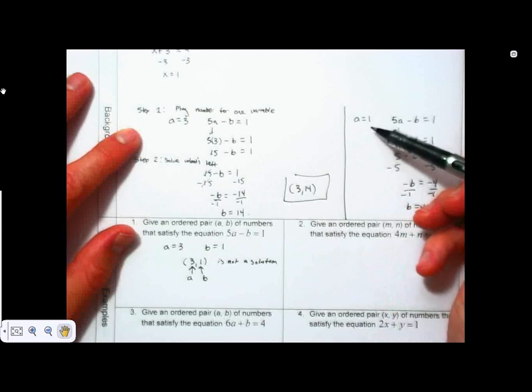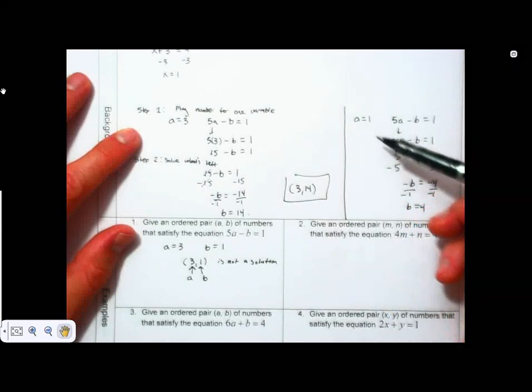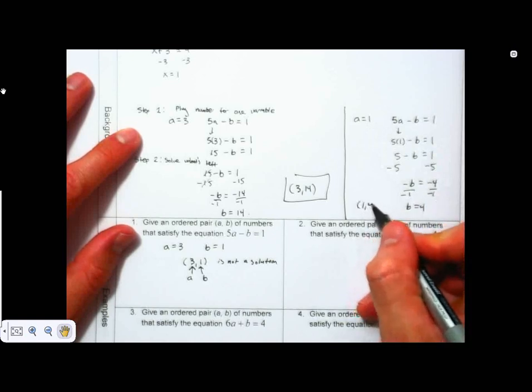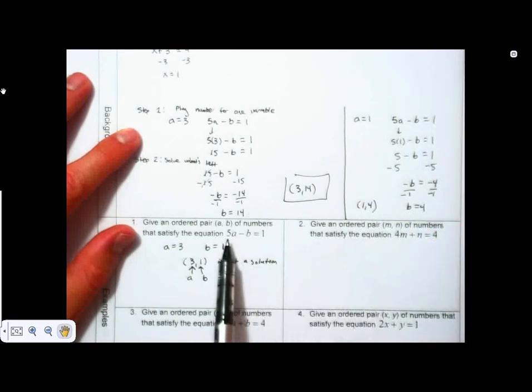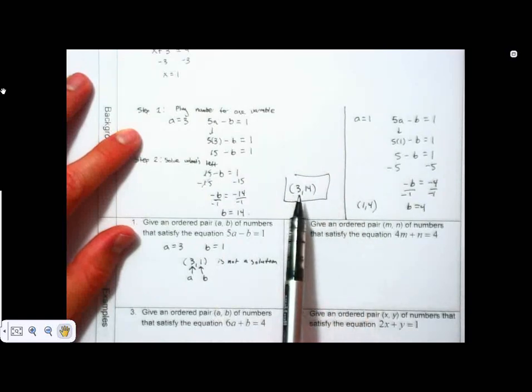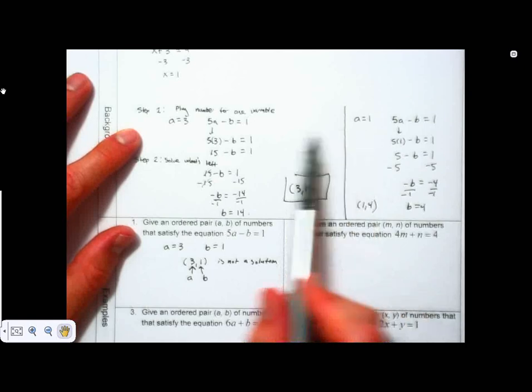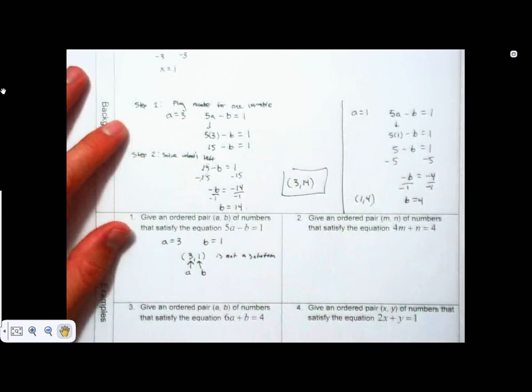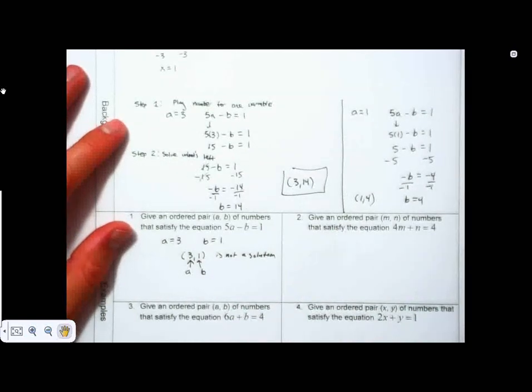So what that tells me is if A is 1 and B is 4, then I have a second solution. So a second solution would be 1, 4. And just to verify that that works, 5 times 1 is 5, minus 4 is 1. So what we found so far are 2 solutions. But do you think there are only 2 solutions? Well, no. Again, I could have picked anything that I wanted for A. Okay, I want you to try number 2, pause the video, and then restart it after you've given it a try.